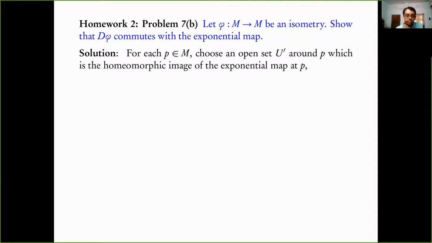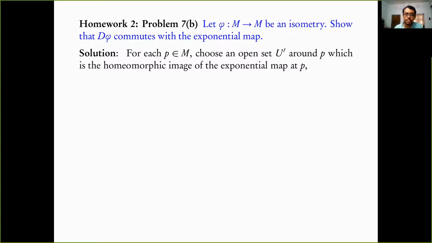But let's start with what we usually do. You choose a point P, choose an open set U prime, and you choose U prime such that it's a homeomorphic image of the exponential map at P. This you can do because the exponential map, as we proved in class, is a local diffeomorphism at every point, right? Which means the exponential map is a map from the tangent space at P to M. Usually it's from an open subset of the tangent space at P around 0 to an appropriate open subset of M containing P. This is what the exponential map does, right?